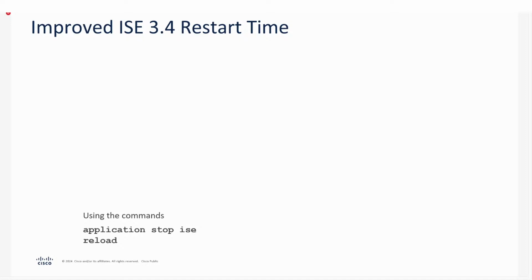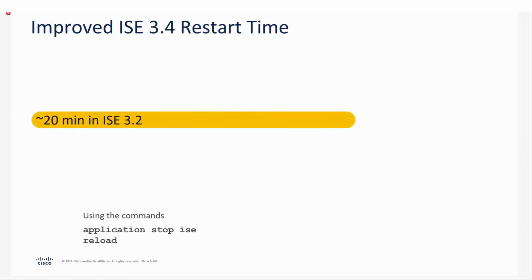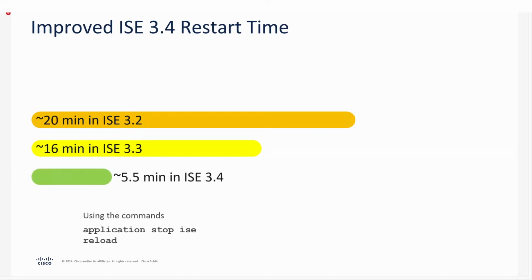Now, the commands that are used for these times is you do the application stop ISE and then you do reload. After you press yes for the confirmation of the reload, that's when these timers start. You see how slow this bar comes into the window because it's 20 minutes to reload ISE 3.2. Improved it a little bit with 3.3. But now with 3.4, we put a lot of time and effort into getting that to go a lot faster.